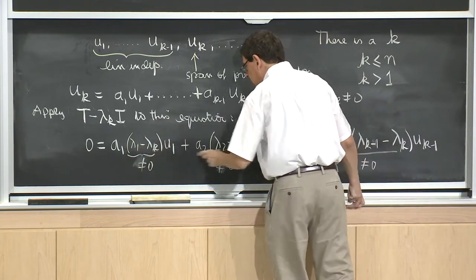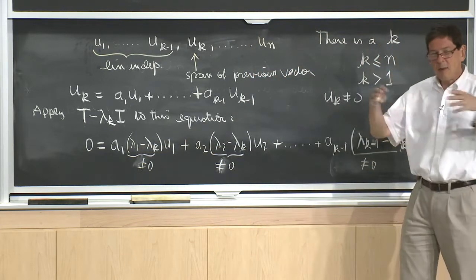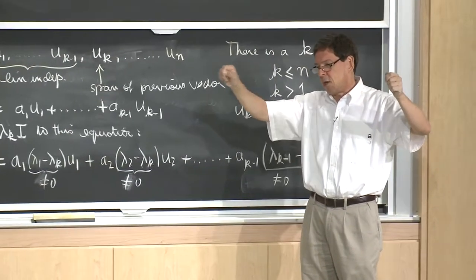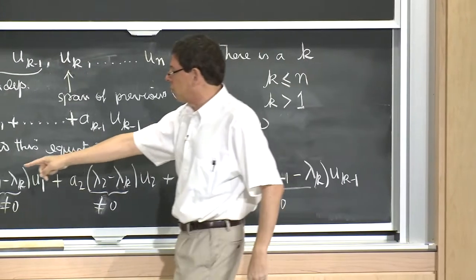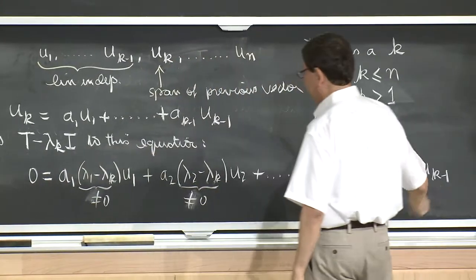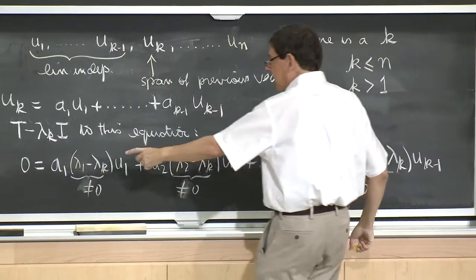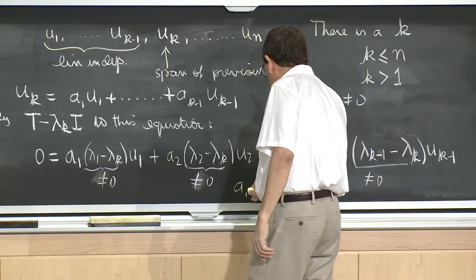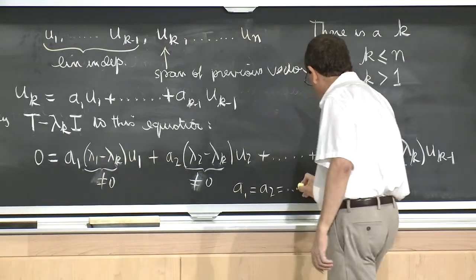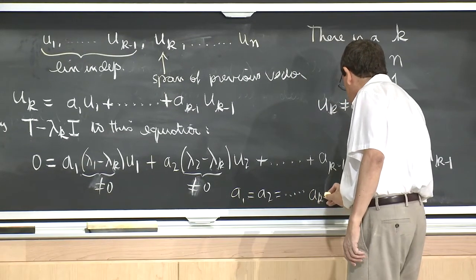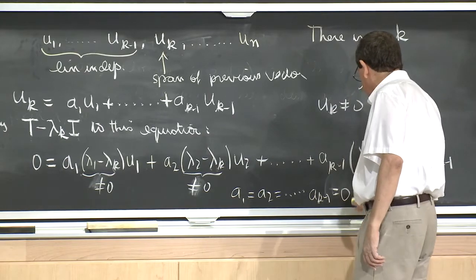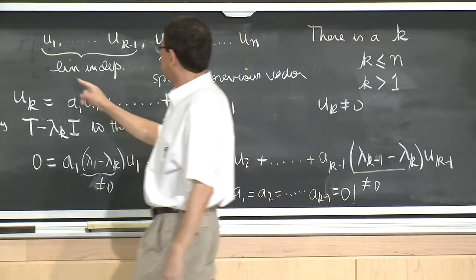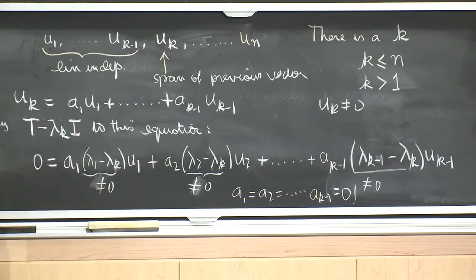These numbers are non-zero. Now, if you have a linearly independent set of vectors, a superposition of them being set equal to 0 implies all the coefficients must be 0. Since these things are not 0, a1 equal a2 all the way to a(k minus 1) must be 0 by linear independence of the vectors u1 up to u(k minus 1).